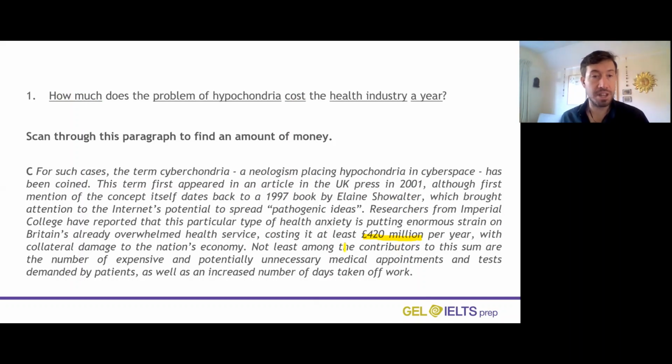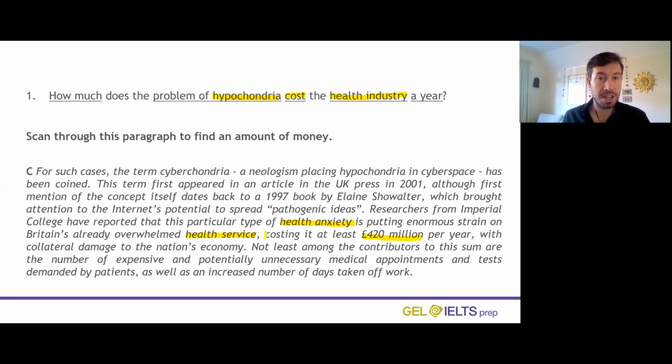Well, let's read the full sentence here. So it says researchers from Imperial College have reported that this particular type of health anxiety, so health anxiety here, that's the hypochondria that it's talking about. So that's a synonym of the key word. Is putting enormous strain on Britain's already overwhelmed health service. So health industry, health service. So again, we've got synonyms.